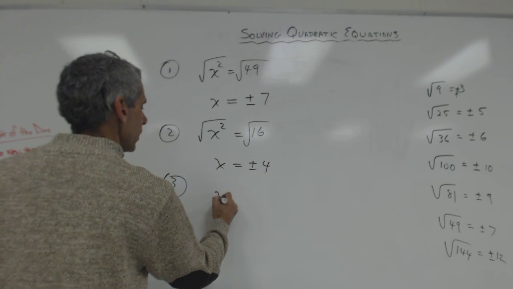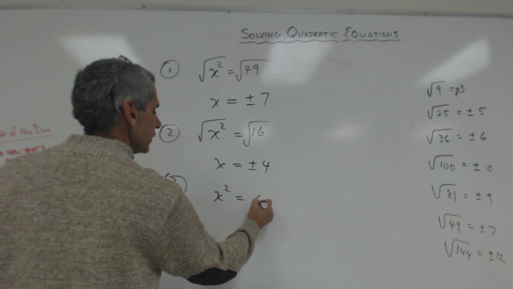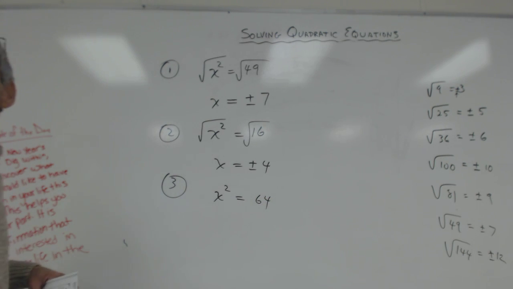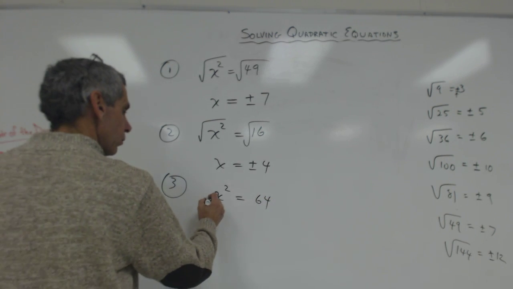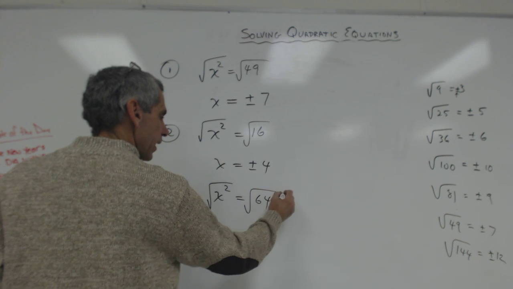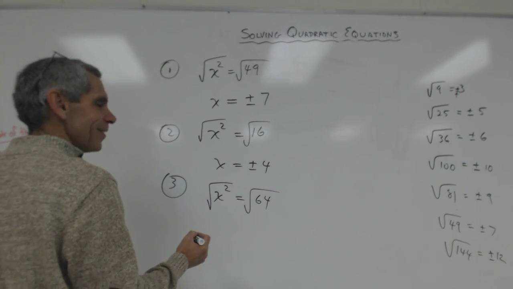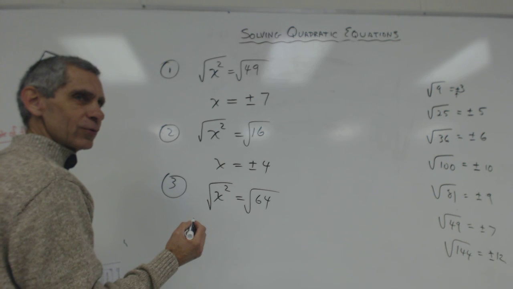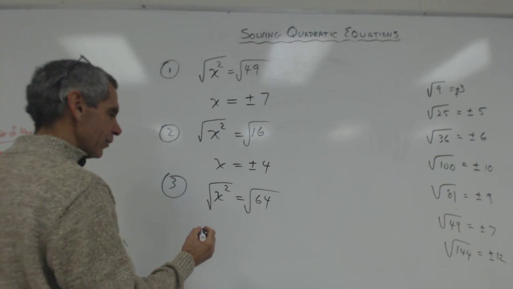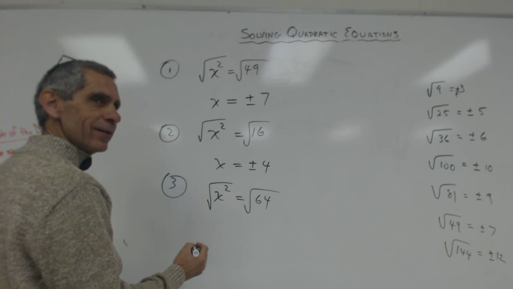Next one. X squared is equal to 64. What do I do? Put the square root. Square root both sides. The square root of 64 is 8, right? Yeah, 8.